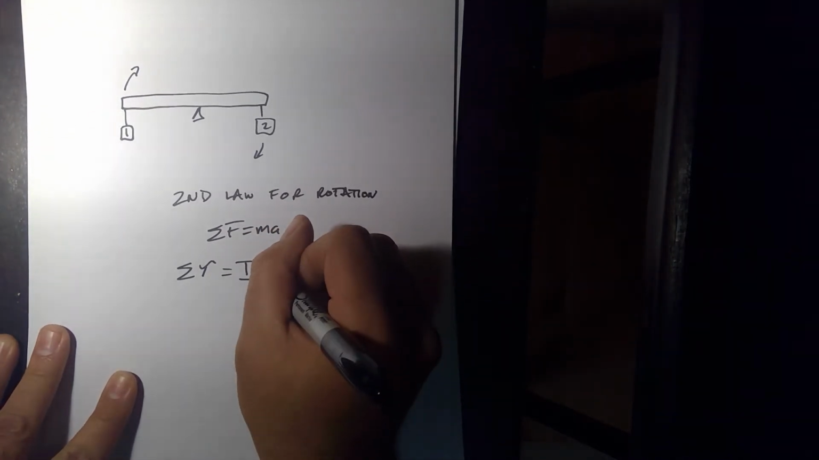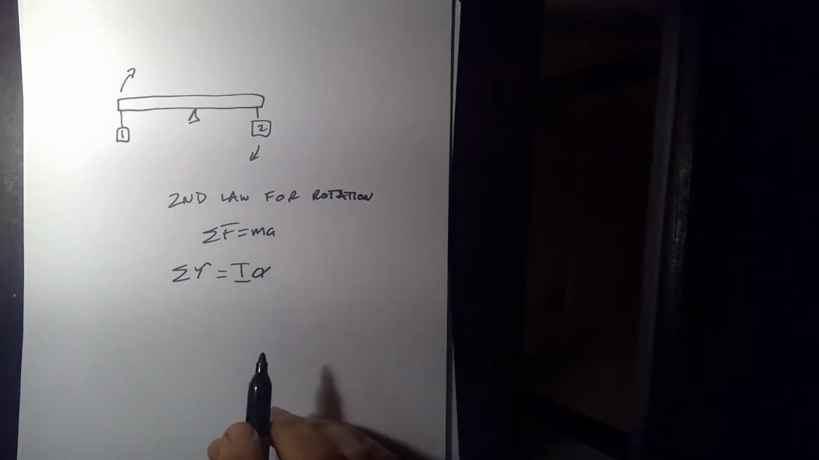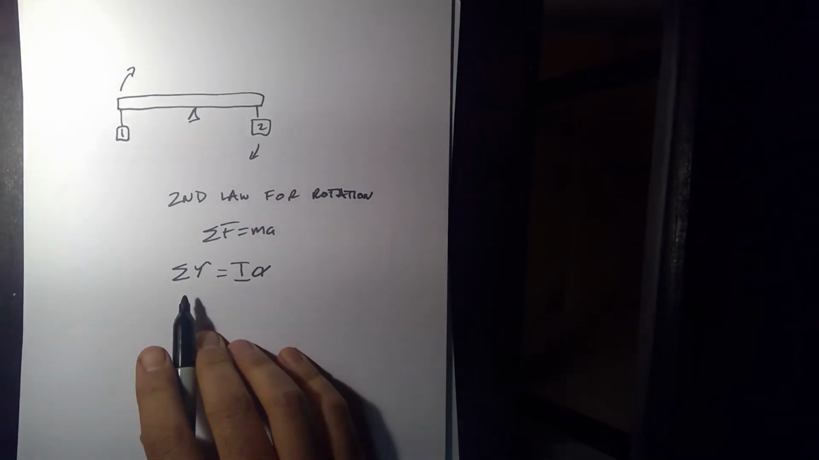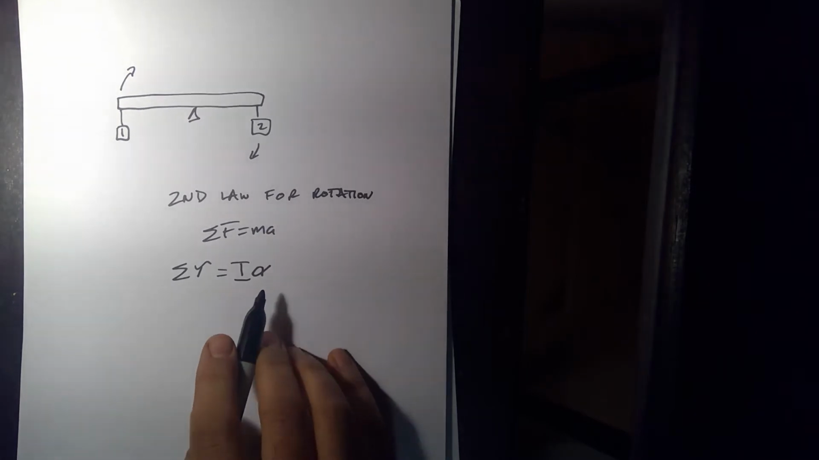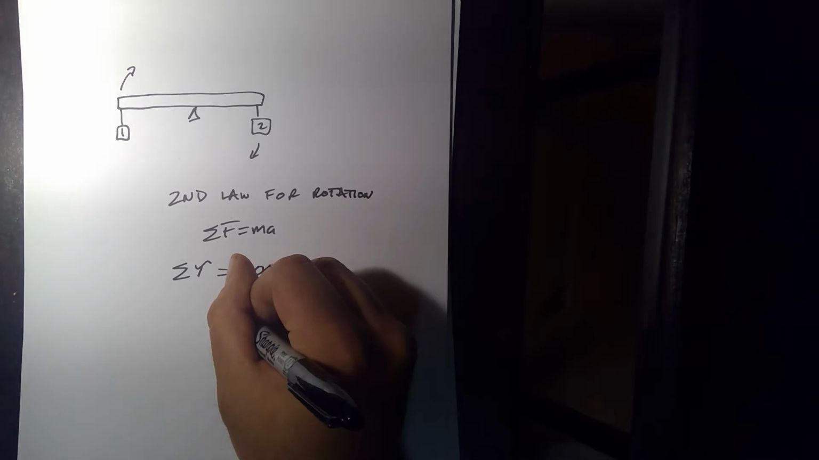Now that's something we saw in kinematics. Alpha, that is your angular acceleration in radians per second squared. Sigma tau is the net torque. Now it's not zero. If it is zero, you get an alpha of zero. You get no angular acceleration. And this right here, this is called the moment of inertia.